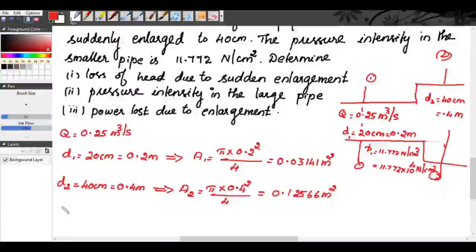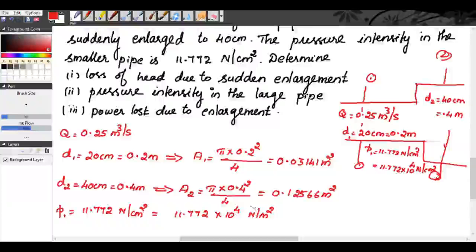Now the pressure P1 is given, the pressure intensity in the smaller pipe. So P1 is given as 11.772 Newton per centimeter square. In order to convert centimeter square to meter square, since it is per centimeter square, we will multiply it by 10 raised to 4. So 11.772 into 10 raised to 4 Newton per meter square.